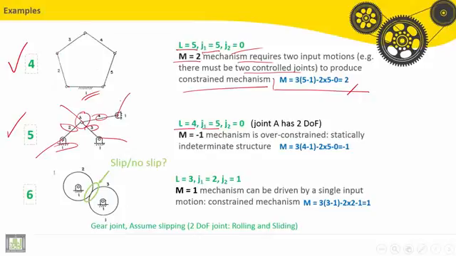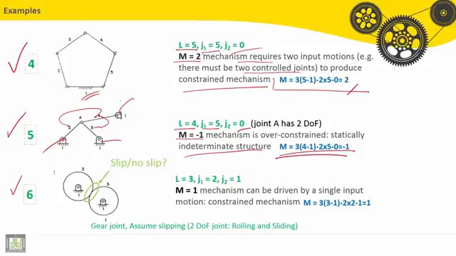This rotation in A, here, if we explain, between 2 and 4, we have 1 rotation. Between 4 and 3, we have 1 other rotation. So in total, we have 5. Higher pair is 0. So M is equal minus 1. Mechanism is over-constrained, statically indeterminate structure.